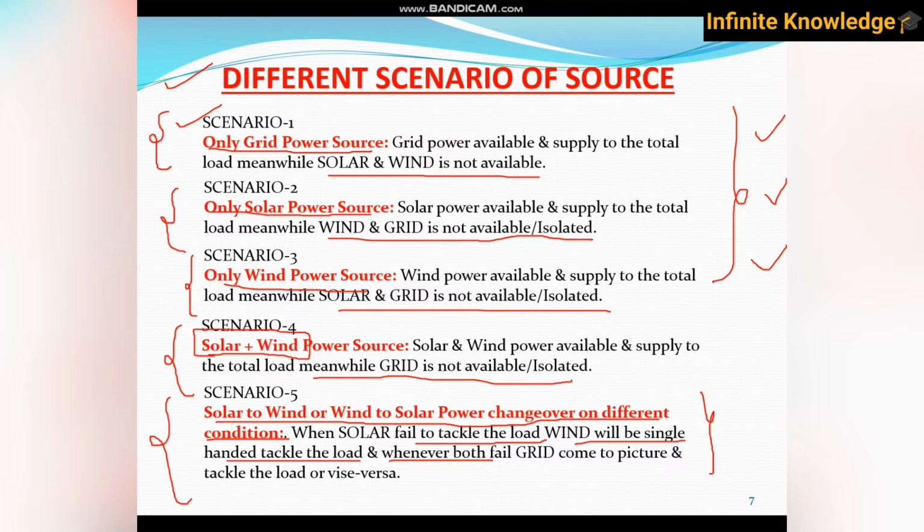And whenever both fail, solar as well as wind, then your grid comes into the picture and tackles the load. Or vice versa: if solar is generating proper output again, then the grid will be isolated and it switches back to solar. And if solar is working and wind is also properly available, then solar plus wind are both synchronized.